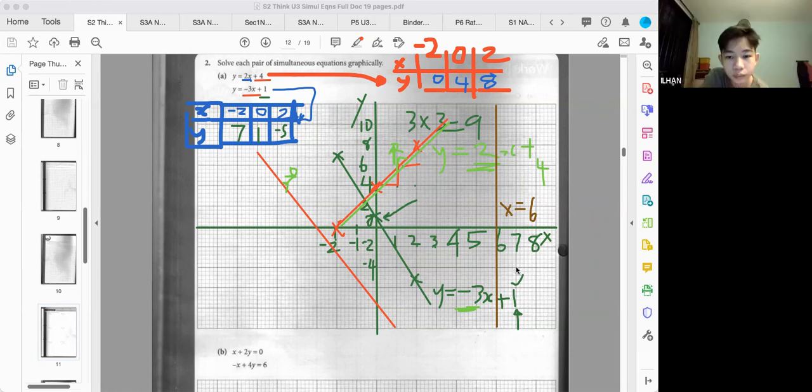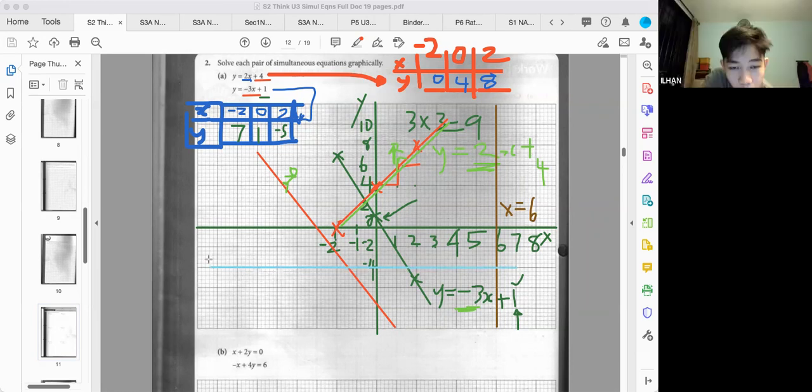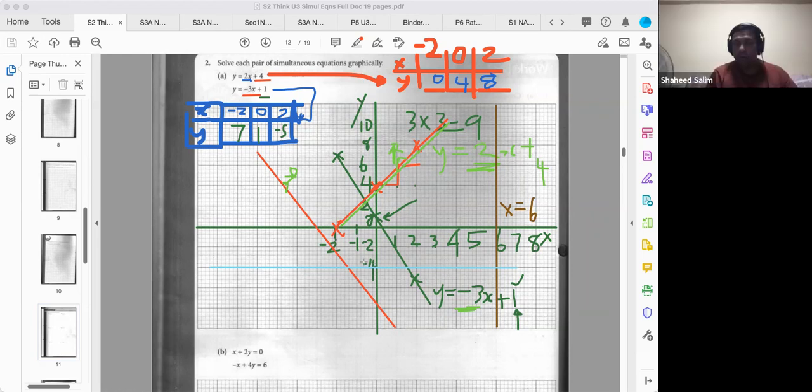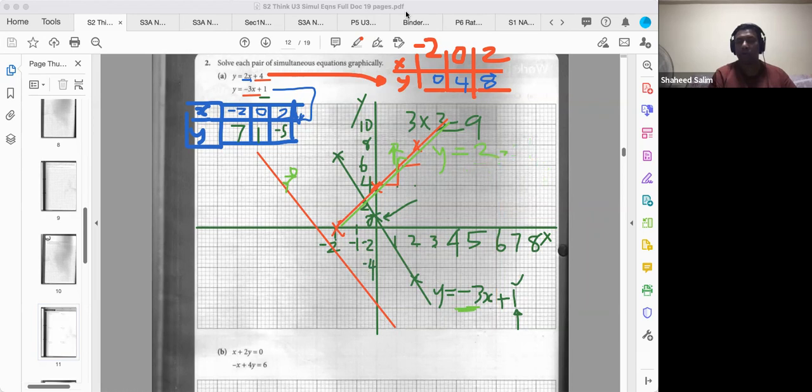Now you try this. What's the blue color line? y equals to negative 4 here. It's negative 4. Oh, y equals -4. Yeah.